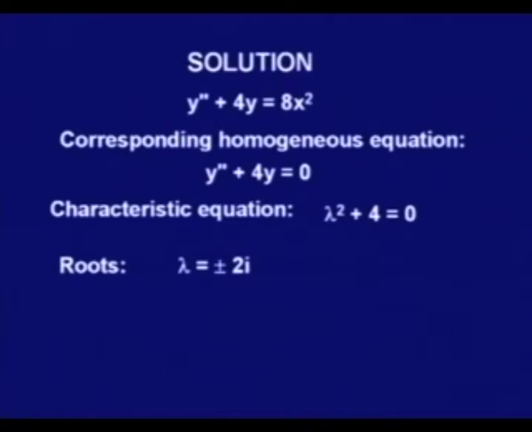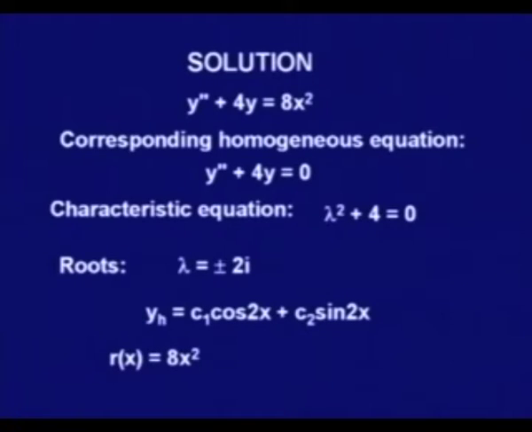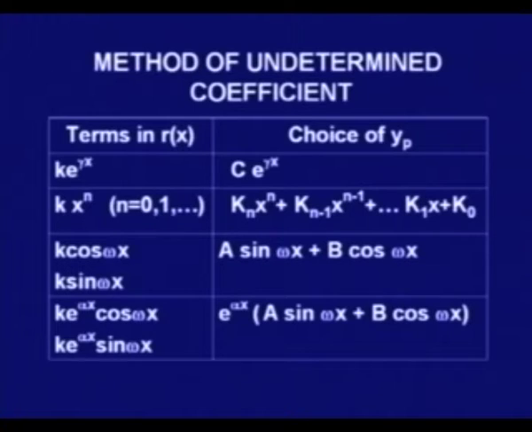We do know in this case the general solution of the homogeneous equation, that is C1 cos 2x + C2 sin 2x. Now, what is my right hand side? That is 8x². If you do not remember, we of course go back to our table. We have 8x², here n is equal to 2. So, what would we choose? We would choose k0 + k1x + k2x². Since r(x) is 8x², y_p we would choose as k2x² + k1x + k0.